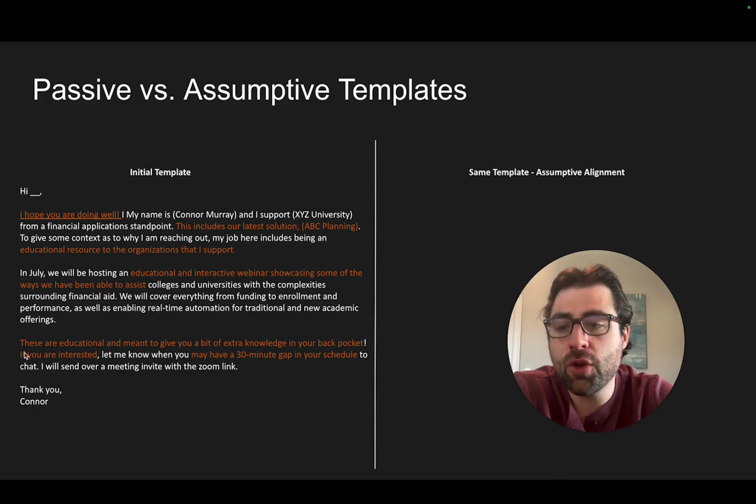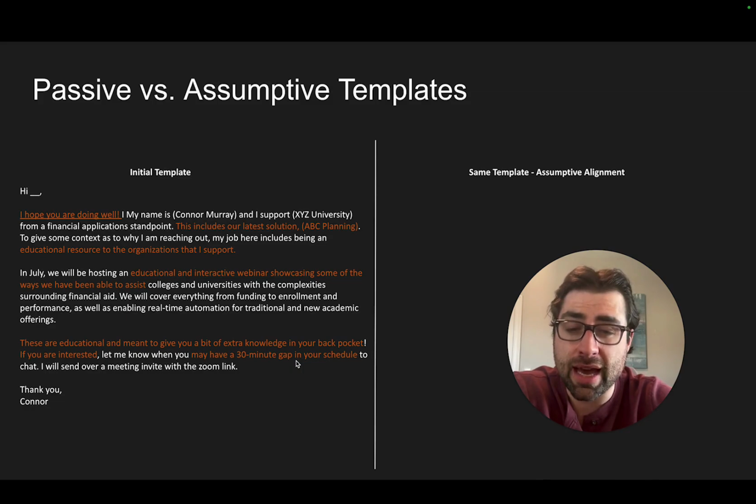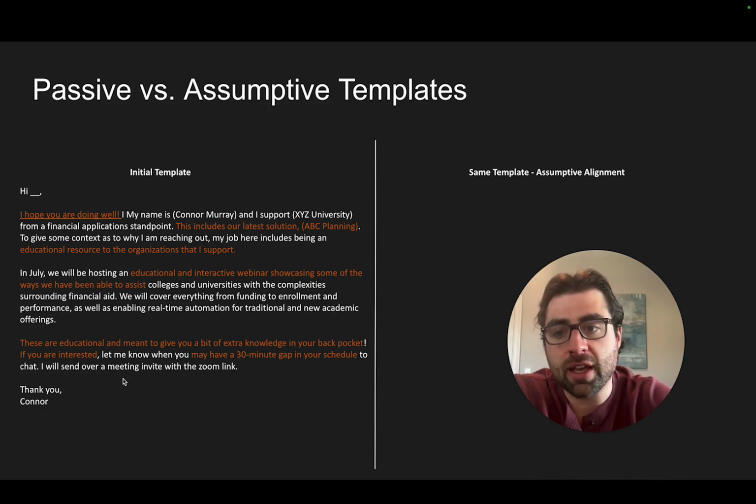Weak. "If you are interested, let me know when you may have a 30-minute gap in your schedule." Passive. So this isn't important, but if you're interested, when you may have a 30-minute gap, it's just so easy not to respond to this. "To chat, I will send over a meeting invite with the Zoom link. Thank you, Connor." Again, this is a real template, and it's very indicative of what I see out there.